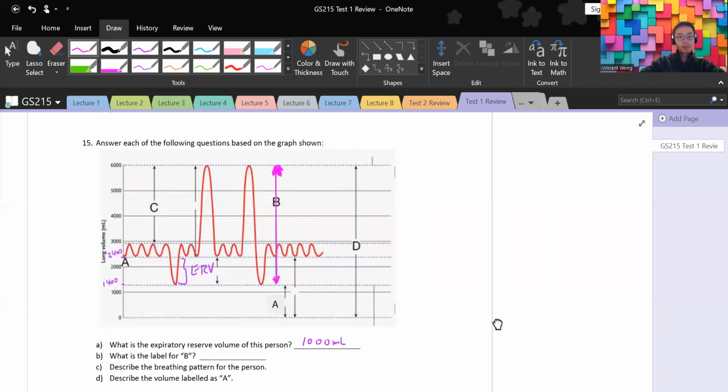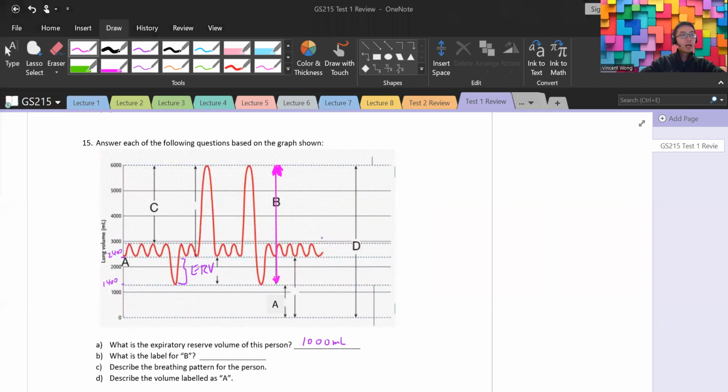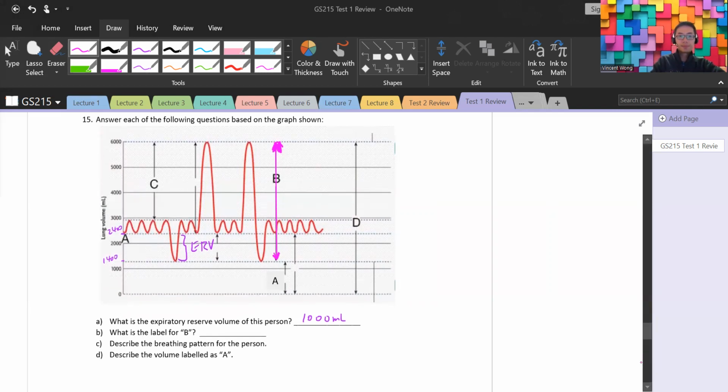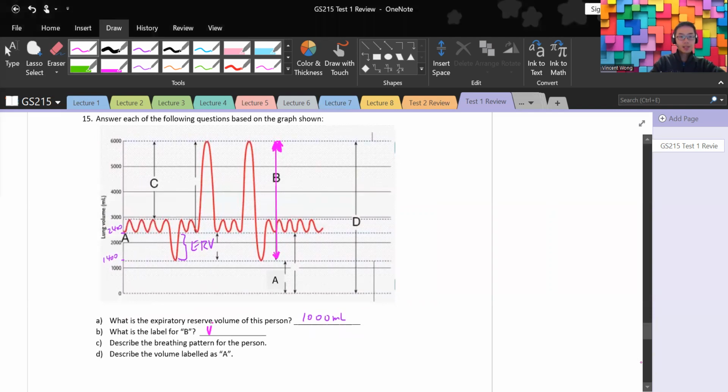Anyone? Inspiratory reserve volume. Good try. Mavis says VC. Yeah, that would be correct. What does VC stand for? Remind me, please. Vital capacity. Yes, that is vital capacity, which equals IRV plus tidal volume plus ERV. We did a math question related to that in class, right? So make sure you review that on your own.